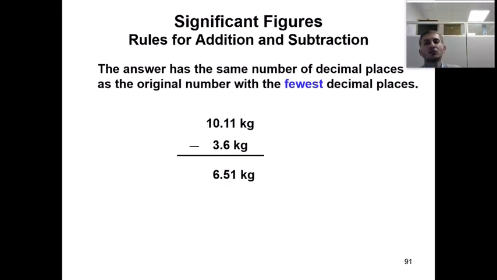Another rule that we need to know for sigfigs is for addition and subtraction. For these two types of operators, the rule we apply is totally different. Please pay attention. We are going to find the fewest decimal places. Fewest decimal places.